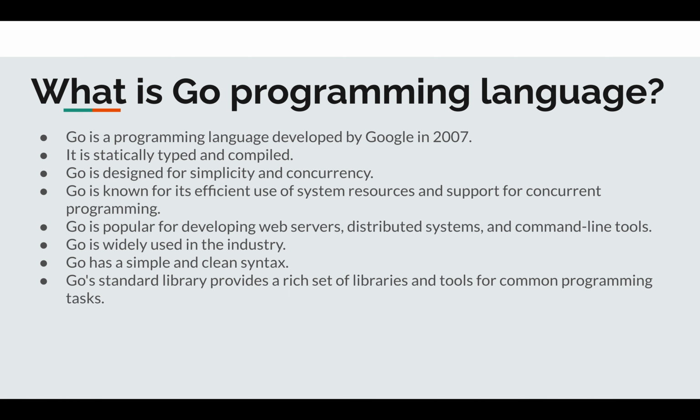Go is a popular choice for developing web servers, distributed systems, and command line tools, and is widely used in the industry. It has a simple and clean syntax, and its standard library provides a rich set of libraries and tools for common programming tasks.